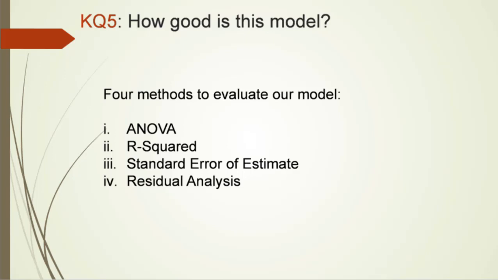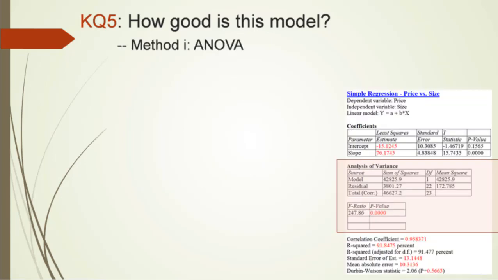We will discuss 4 different approaches to evaluate linear regression models. To be considered a good statistical model, it's essential that this model passes the criteria using all 4 methods. The model is not a good one if it satisfies the criteria using the first 3 methods but fails the residual analysis. The first method is ANOVA. You may remember the second table in the regression output is the ANOVA table.